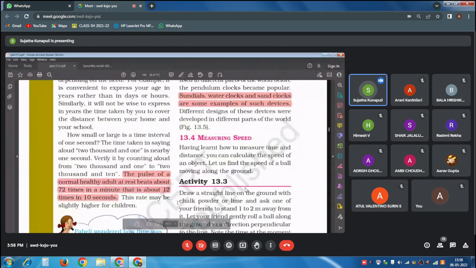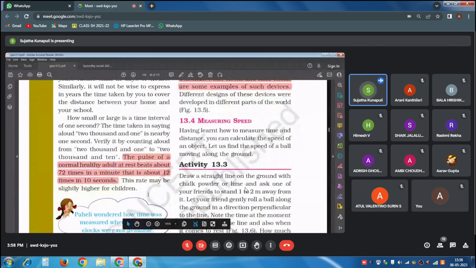The pulse of a normal healthy adult at rest beats about 72 times in a minute, that is about 12 times in 10 seconds. This rate may be slightly higher for children. So generally our pulse rate, how many times will the heart beat? 72 times. So that means almost in a minute it is 72 times, or 12 times in 10 seconds. Understood?